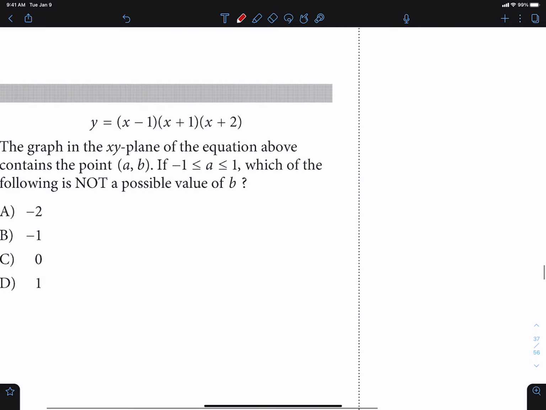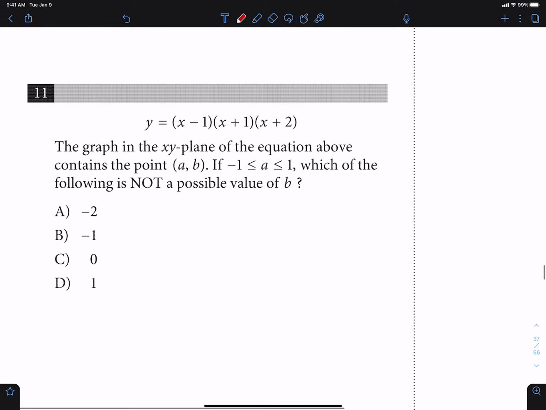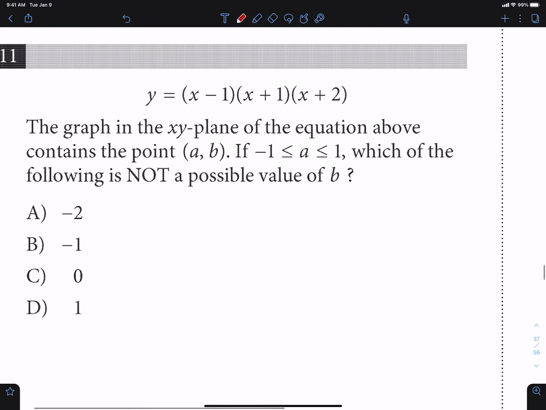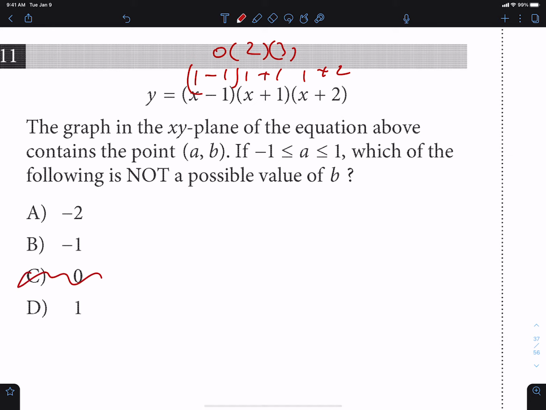Alright. The graph in the xy plane of the equation above contains the point (a, b). If a is between negative 1 and 1, which of the following is not a possible value of b? Okay, so if I plug in 1 into this equation, we're going to get 1 minus 1 here, and then 1 plus 1, and then 1 plus 2. So that's going to be 0 times 2 times 3, right? But 0 times 2 times 3 is just 0, meaning it can't be C, because we can get a value of 0 if we plug in 1.